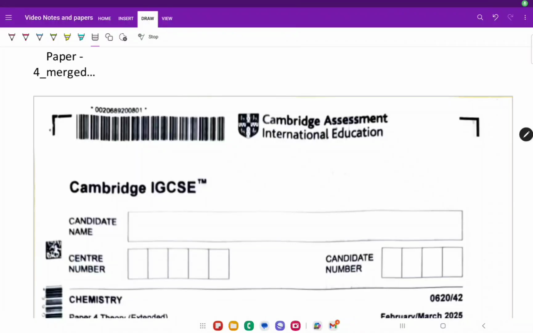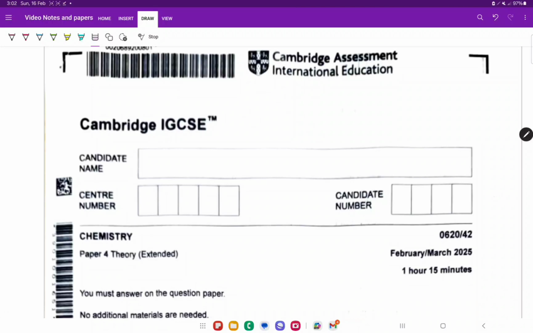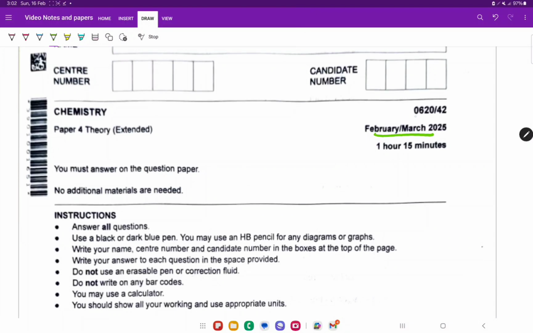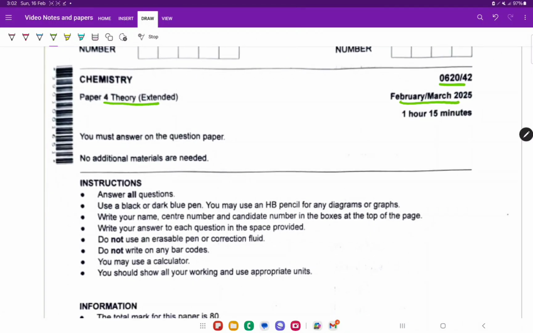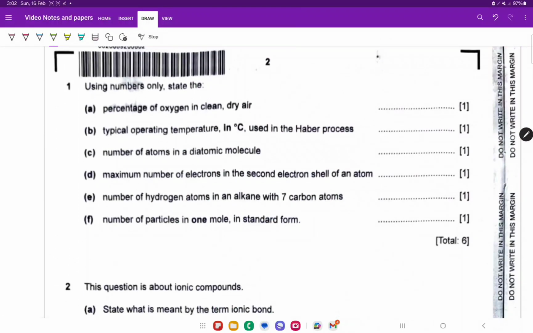Hello everyone. Today we are going to do the Cambridge IGCSE paper of class 10th held on 10th of Feb in the Indian subcontinent, and this is a Feb March variant 2025, and the variant is 062042. This is paper 4, extended chemistry theory, and the first question of this paper is we have to write, using numbers only, state the percentage of oxygen in the clean dry air.